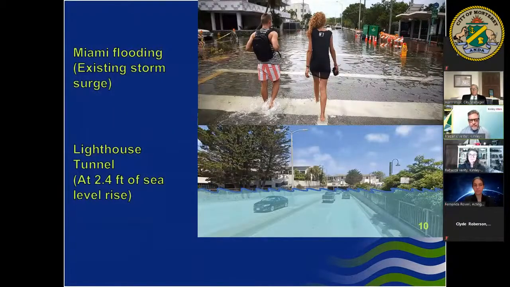So the first slide here shows you, in the top picture, what's happening in Miami if we have storms and they don't get their pumps running. I can share with you that the moment the rain clouds gather over Miami, they turn their pumps on. And this is something that Miami is very used to. The bottom photo shows you that at 2.4 feet of sea level rise, the water level will actually touch the soffit of the lighthouse tunnel. Next slide, please.